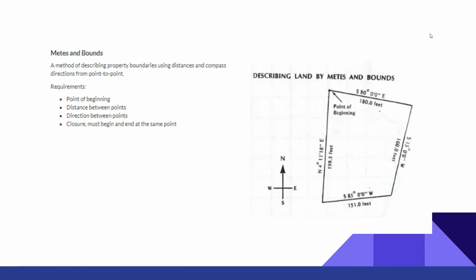Metes and bounds, a method of describing property boundaries using distance and compass directions from point to point. Requirements: point of beginning, distance between points, directions between points, closure must begin and end at the same point. Here we have a little picture describing land by metes and bounds.